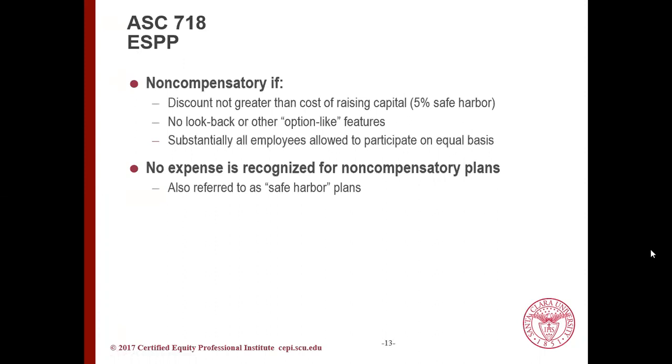In order for an ESPP to be non-compensatory, it has to meet 3 conditions. First of all, it can't offer a discount of greater than what the cost of raising capital is. ASC 718 specifies a 5% safe harbor, so a discount of less than 5% can clearly be considered non-compensatory. Most companies that want to offer a non-compensatory plan try to stay within that safe harbor of 5%. If you were a little bit over 5%, you might be able to justify a higher discount if you could show that your cost of raising capital, if you were to go out with some sort of public offering, would be greater than 5% of the purchase price.